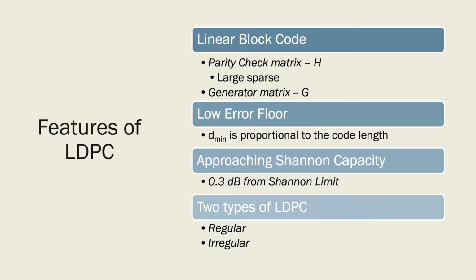LDPC code is a linear block error control code that has a corresponding parity check matrix and generator matrix. The name is defined by the nature of its parity check matrix, which is a sparse matrix consisting of only a few one entries. The sparseness of parity check matrix H guarantees the minimum Hamming distance since it is proportional to the code rate. Overall, this leads to a low error floor.